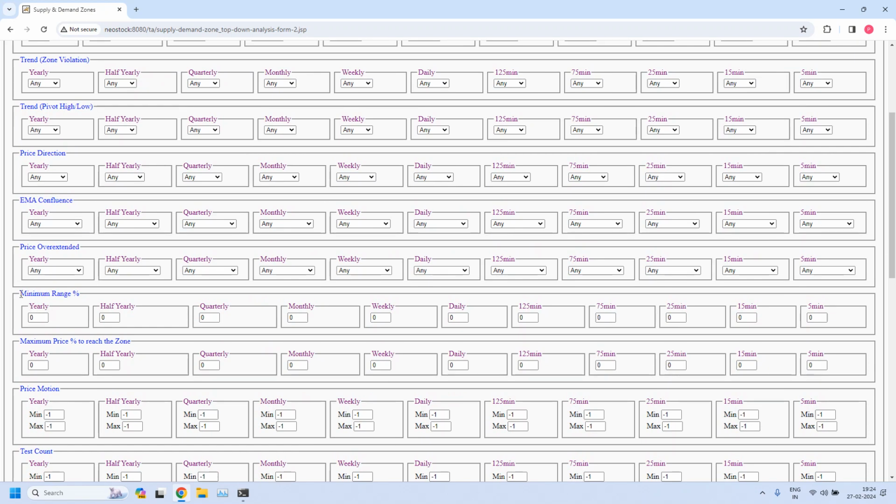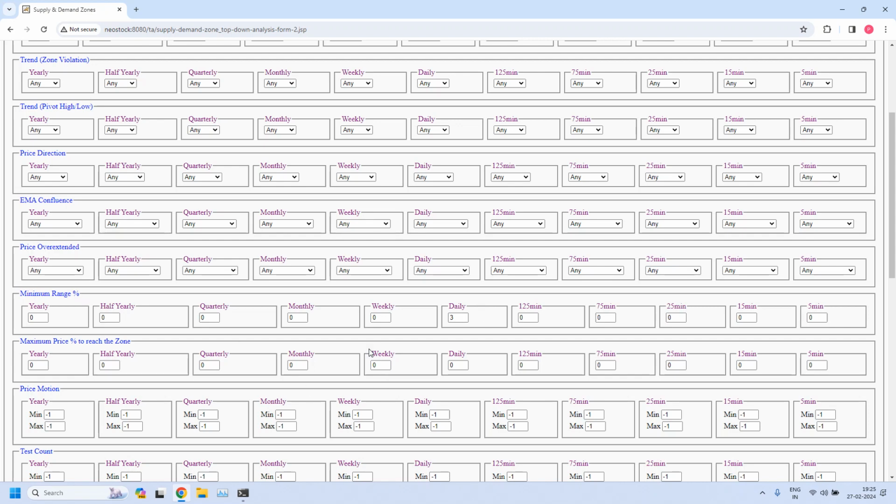So for that, we have a parameter called minimum range. That is nothing but reward, minimum reward. On daily time frame, I am setting the value 3. Even after setting 3% reward, probably you may get 60 or 70 plus stocks. So it's impossible to analyze all those stocks.